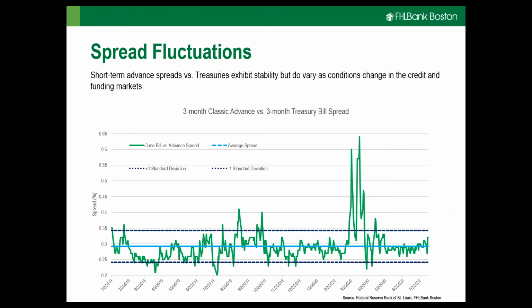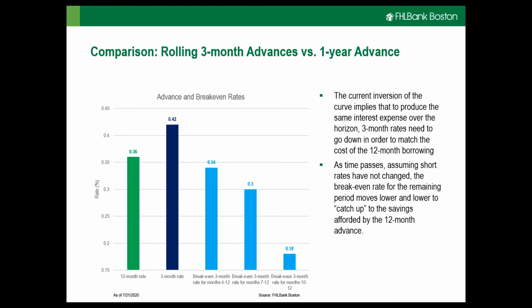So what we want to do now is compare a strategy of taking a 1-year advance today, when the curve is inverted, versus a strategy of rolling 3-month advances for that same 12-month period. By running a couple of different scenarios, we can see a range of outcomes and what the opportunities, risks, and trade-offs are. Here, when looking at break-even rates, and by that we mean what rate the succeeding 3-month rates need in order for the rolling strategy to, quote-unquote, catch up to the fact that on day one, you're paying a lower rate on the 1-year advance.